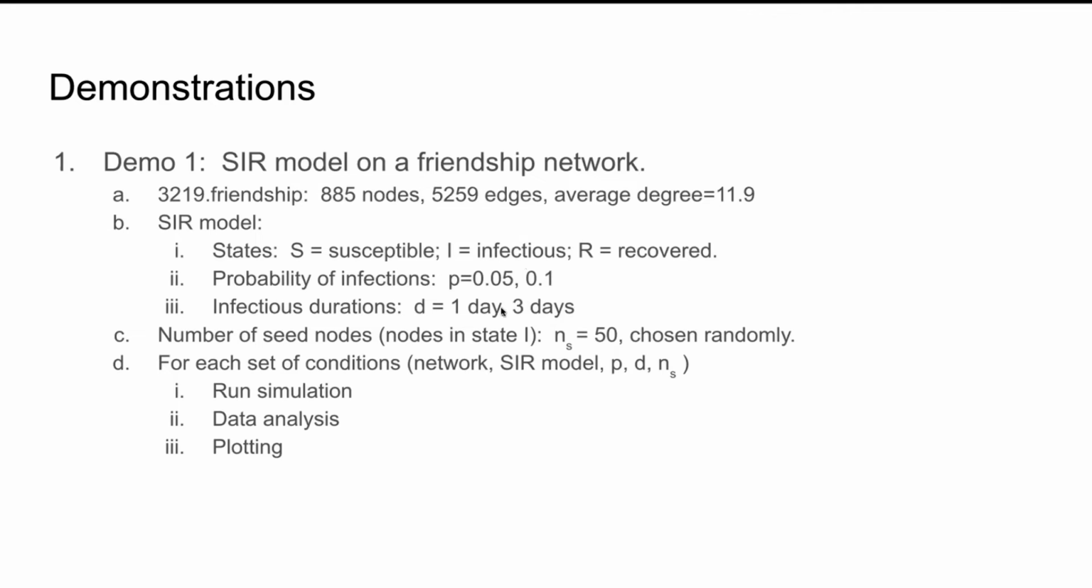Then we'll look at 2 variants of this. In one case, we'll keep the probability of transmission the same, but we'll reduce the number of days that a node is infectious. And in the second case, we'll keep the number of days of infectiousness the same as in our base case, which is 3 days, and we'll lower the probability of infectious transmission. And we'll look at the effect of that. In all of the simulations, we'll seed it, or start the initial state, such that 50 nodes are randomly chosen to be in the infectious state, all other nodes being susceptible.